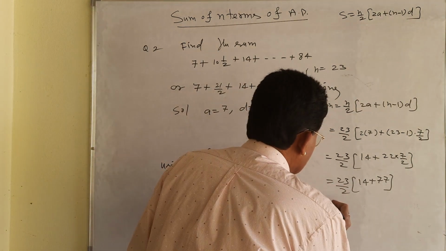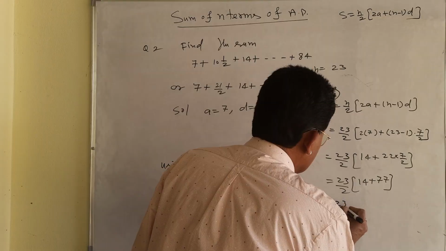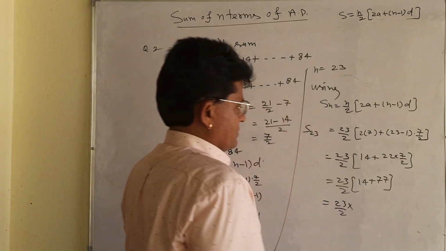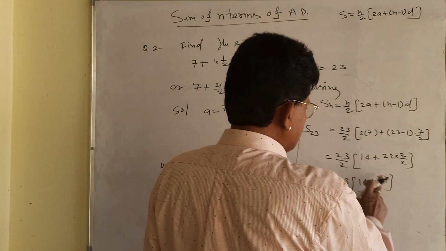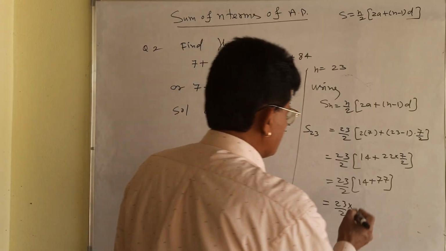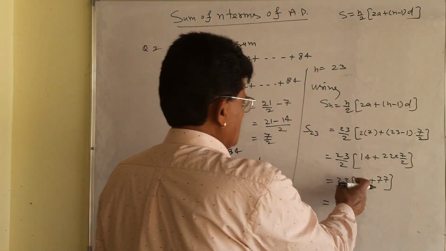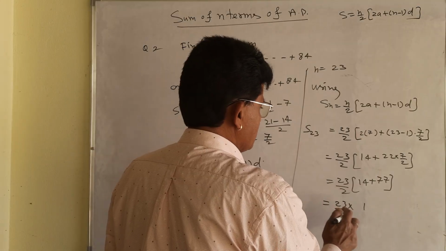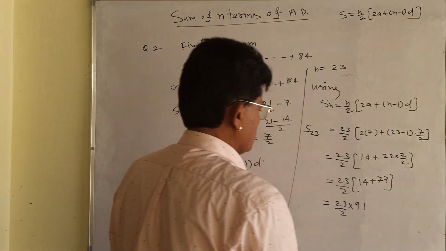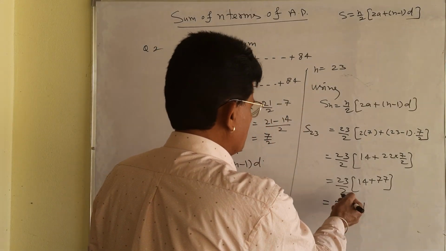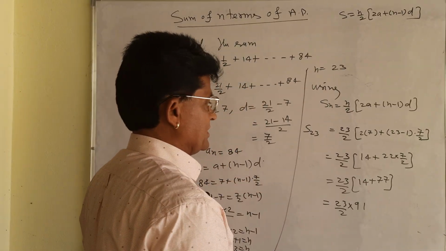Then you see 23 by 2 into 14 plus 77. That will be equal to how much? 14 plus 77 is 91. My dear student, you multiply it. You will get the value.